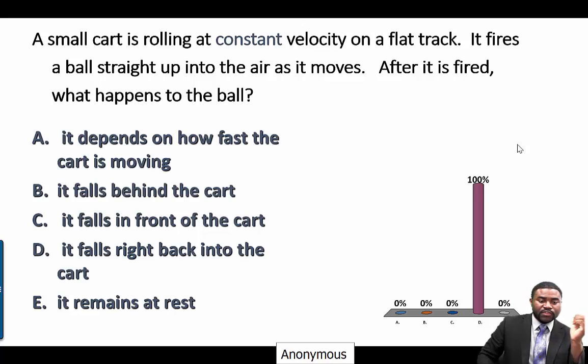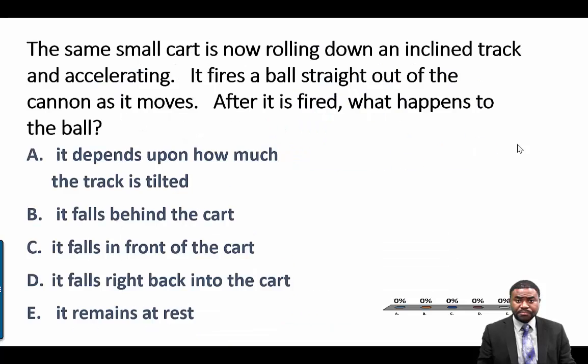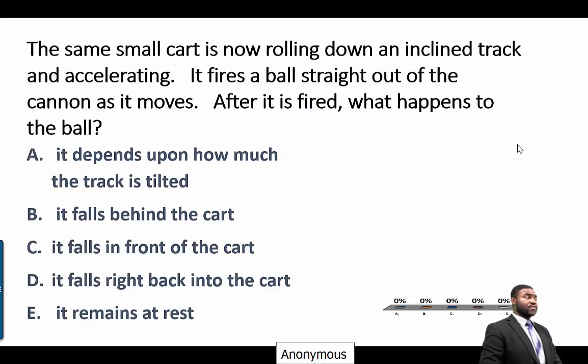Now, 100% of the class got it right. It falls right back into the card. We did explain this in class, so there is no reason for me to spend much time explaining it again. So let's move forward. Now, understand that it falls right back into the card. I gave you the reasons. And the next question. Now, this is a little tricky, so think about it carefully.